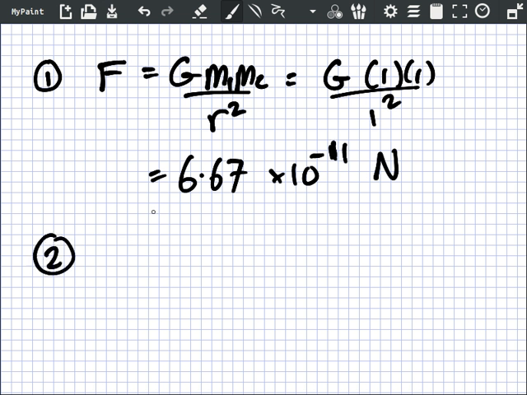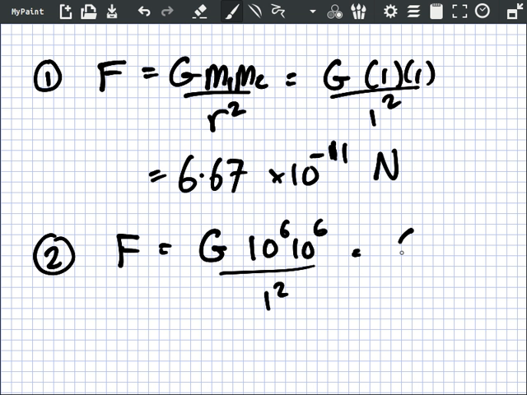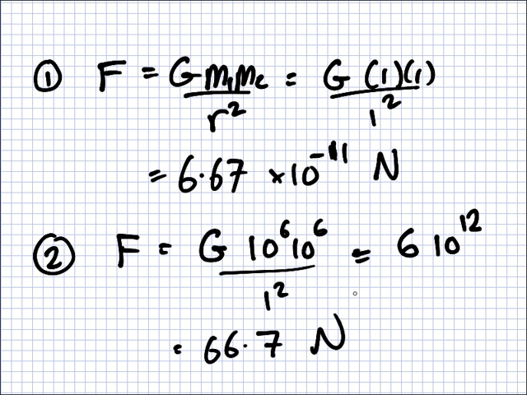And what's the difference in number 2? What is the gravitational force between two equal masses of 10 to the power 6 kg 1 meter apart? So that's equal G times 10 to the 12. Is that 66.7? Okay.